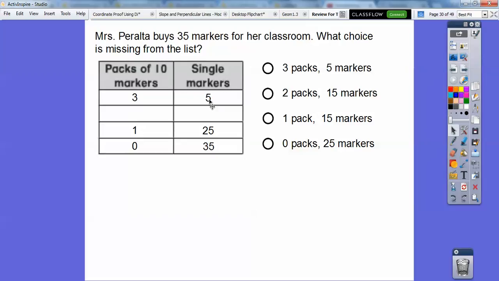Well, this should be increasing by 10, so 5, and then increase this by 10, it's going to be 15, and 25, 35. As the 10s decrease by ones, 3, this is going to be 2, the single ones increase by 10, so 5, and then this will be 15 right there. So there's going to be 2 packs and then 15 markers right there, so it's going to be this guy right there, okay? All right, how about this one?